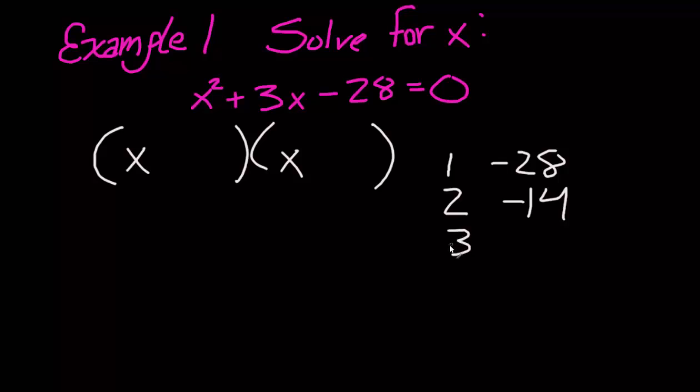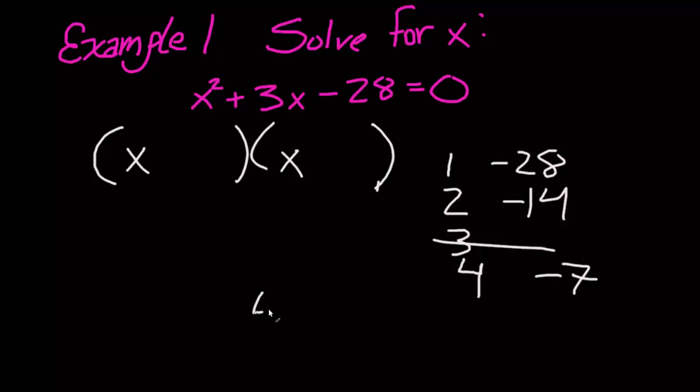Okay, is there a whole number that multiplies to negative 28 times 3? I don't think there is. So I'm just going to go ahead and cross this guy out. And we will do 4. What times 4 equals negative 28? Negative 7, right? Okay, so 4 times negative 7 equals negative 28.